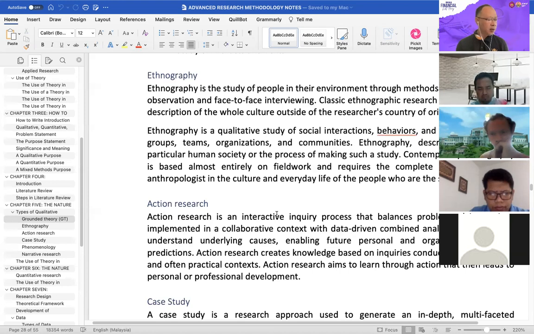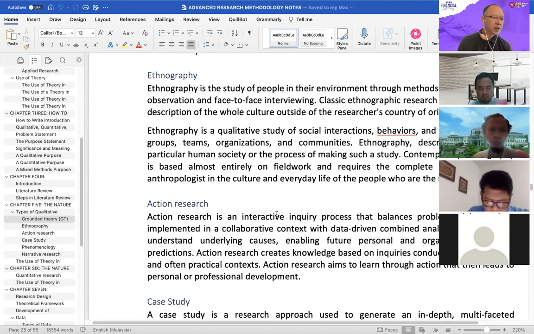When I attended a research methodology workshop organized by USM in 1999, there was one professor from Australia who gave a talk on ethnography. So he told us this story. I'm not sure if it's true or not, but he told us this story.